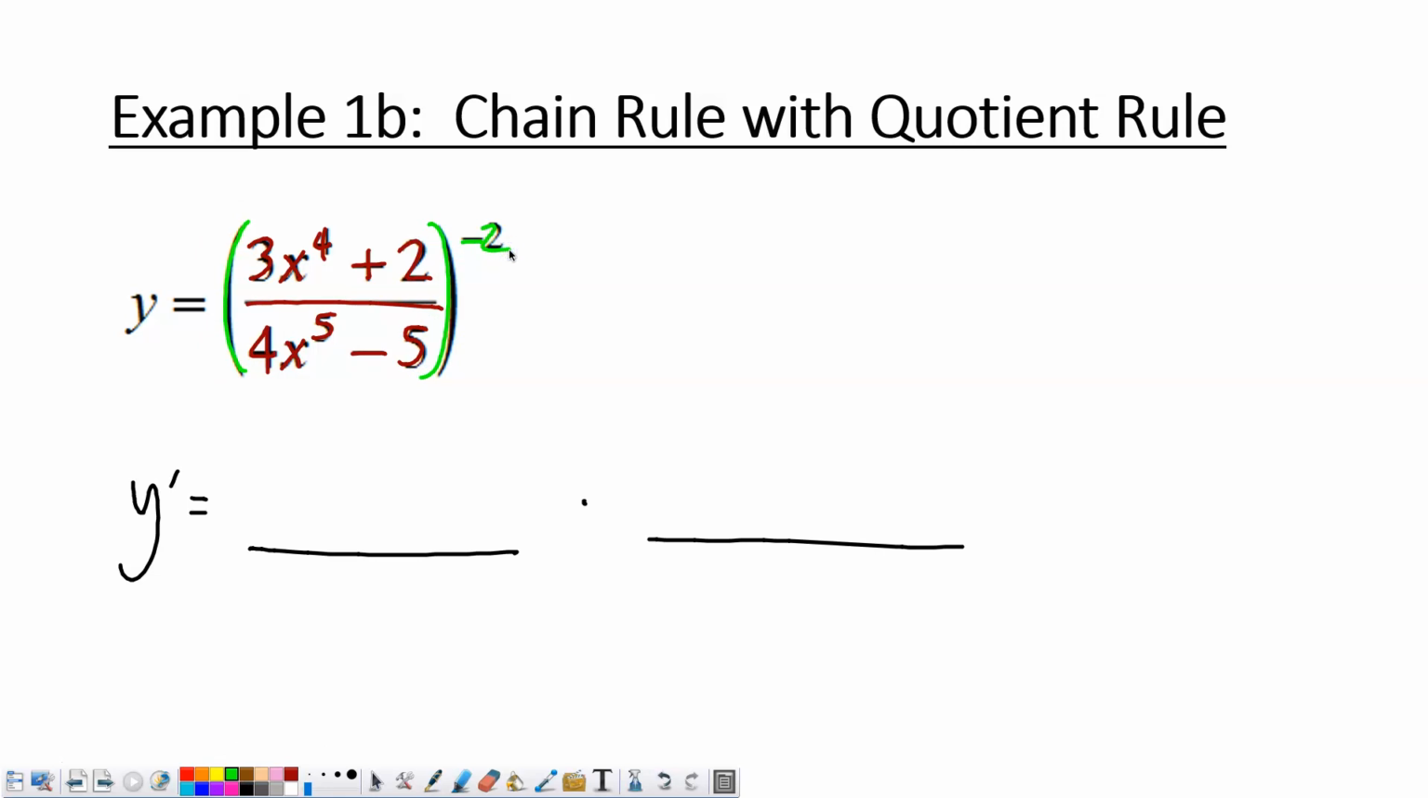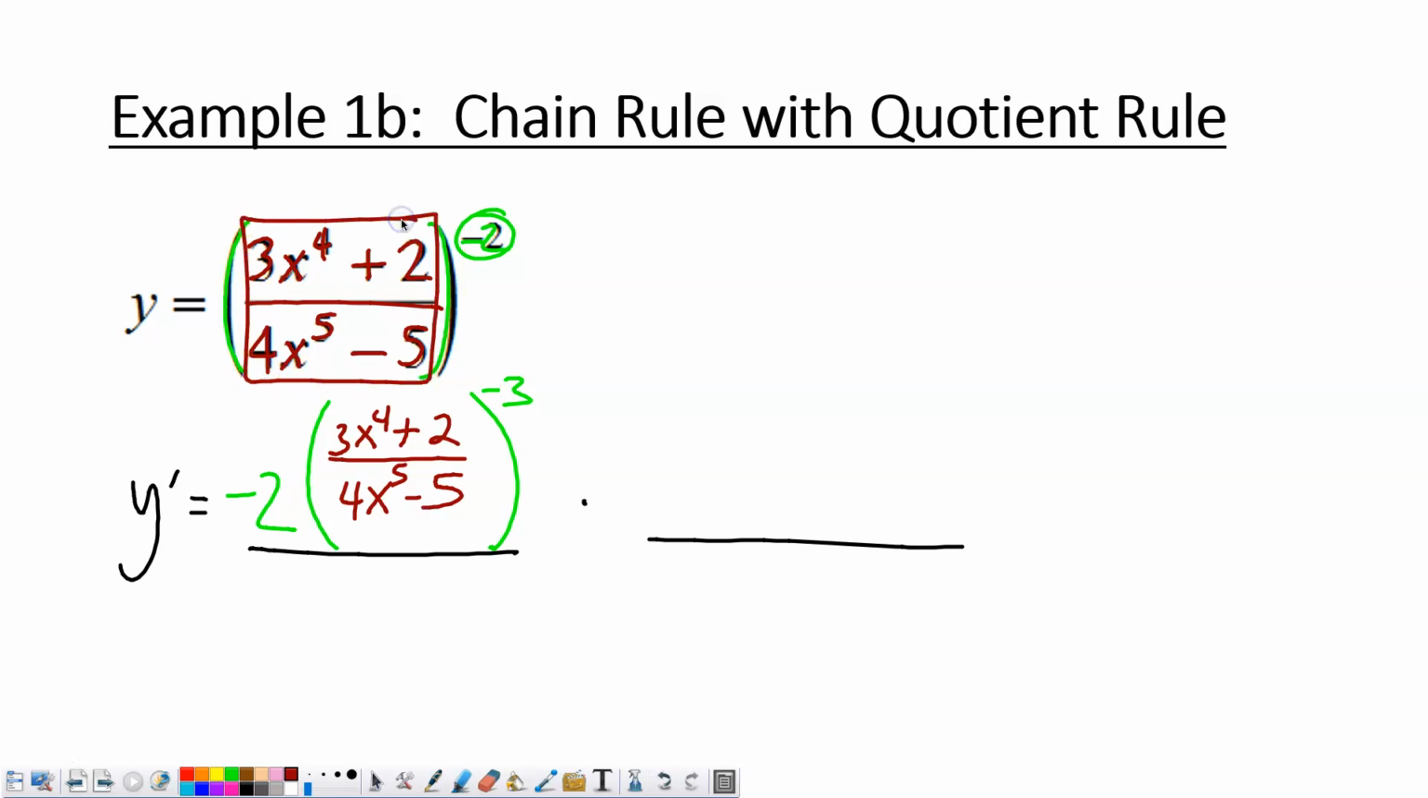So the derivative of the outside is going to be putting the power in the front and taking 1 away from the power, and then leaving the inside exactly the same. And that's the derivative of the outside. Now we're going to multiply that by the derivative of the inside. Now the inside is the quotient. So this is where I'm going to do the quotient rule.